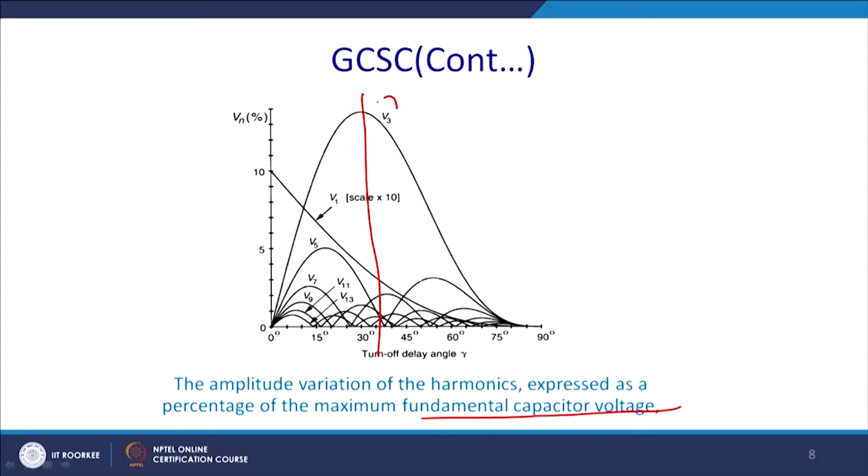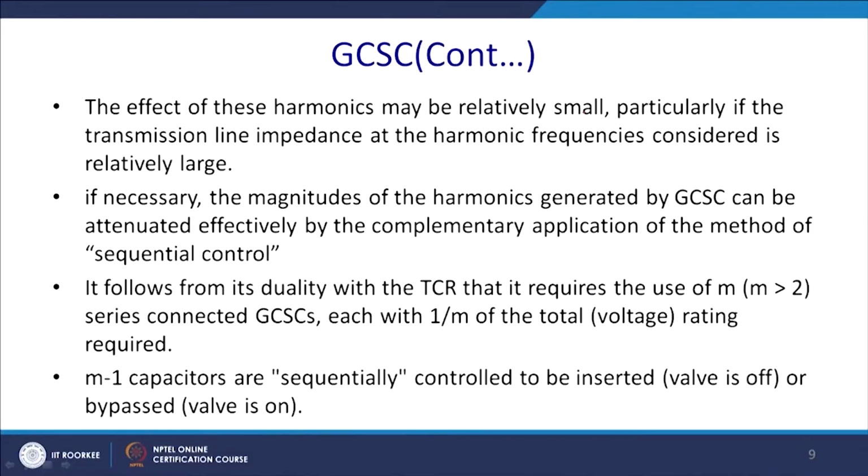So, what should we do then to get rid of this dominating harmonic? If you observe the previous slide, the third harmonic content is much more than the fundamental when its peak occurs. So, we require to reduce the third harmonic. The effect of the other harmonics may be relatively small, except the third harmonic definitely, particularly if the transmission line impedance at those frequencies is considered to be relatively large.